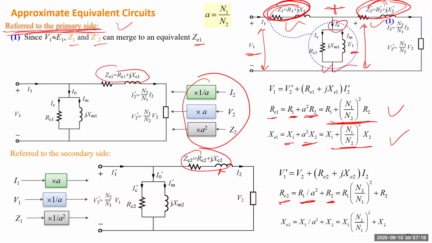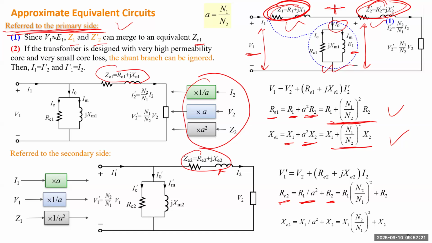We simplify topology. Step number 2, if the transformer is designed with a very high permeability core and a very small core loss, which means let's just assume the transformer is designed well enough, we can simply get rid of that shunt branch. Okay. So by doing those two steps, we generate just a single impedance to model the transformer.